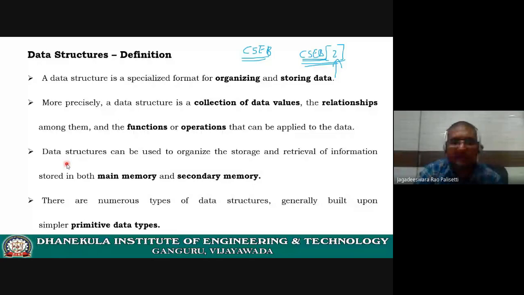Data structure can be used to organize the storage and retrieval of information stored in both main memory and secondary memory. So till now, the definition of data structure says the way of storing and the way of accessing, nothing but retrieval of information. But from where? Where are we storing this data? From where are we going to access the data? It is nothing but main memory or secondary memory. Hope you already know what main memory and secondary memory are.